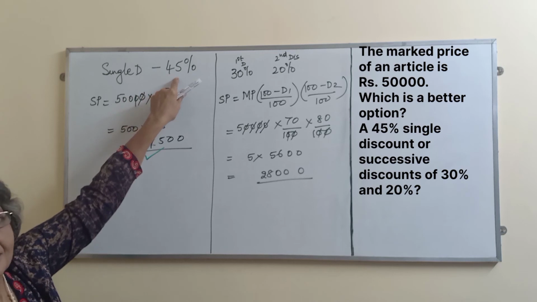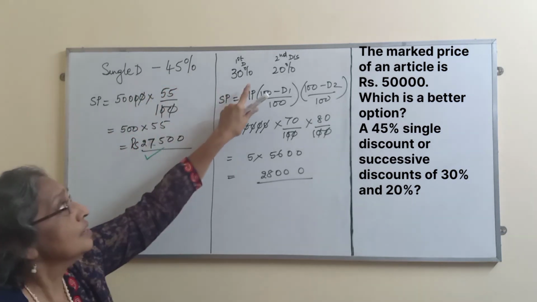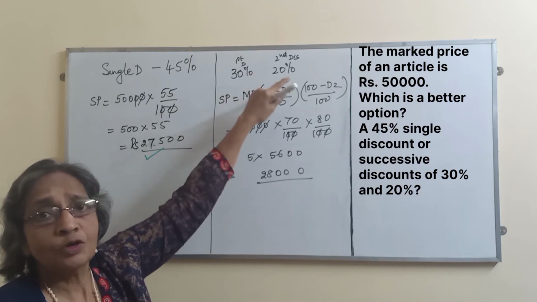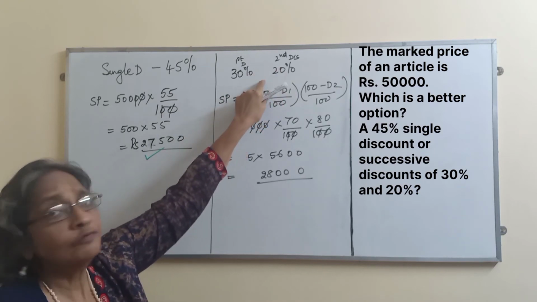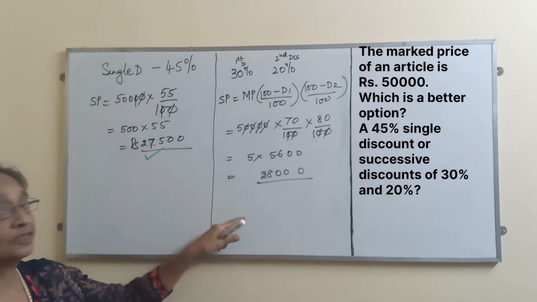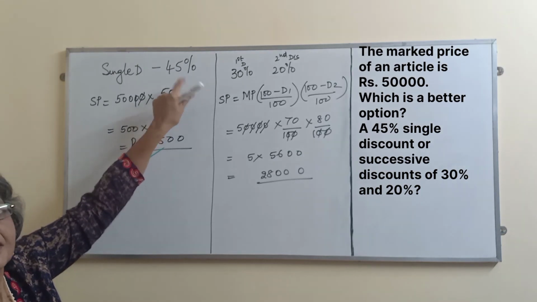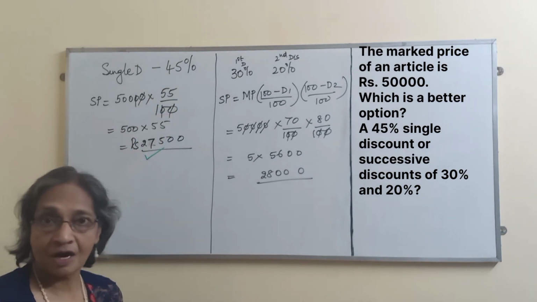In this case, because it was a single discount of 45%, and here you were getting 2 options, 30 and 20, most of you would have gone for this option. But you calculate and you see that this makes a difference. So, which is the better option? Is the first one by taking a single discount.